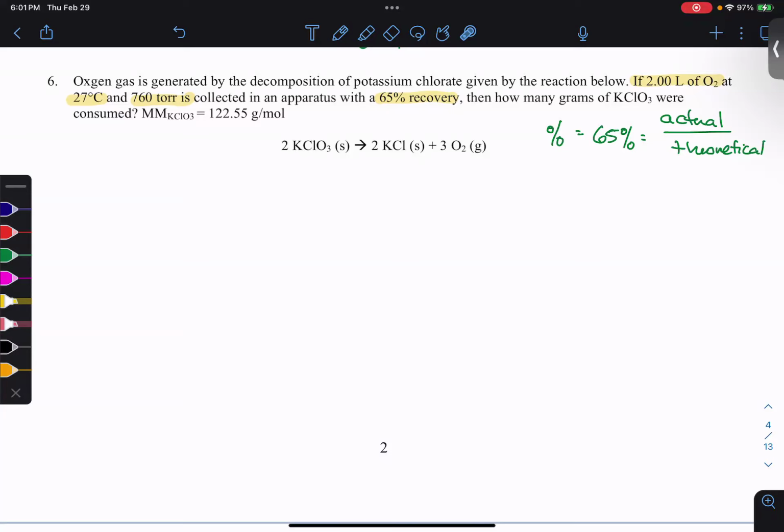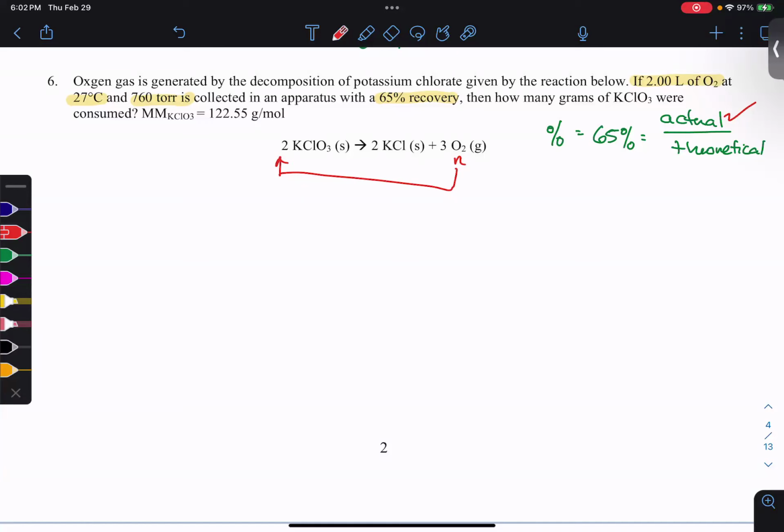So now our goal is, okay, let's measure how much gas we collect, and use the percent recovery to figure out what I needed to start with to generate that with a 65% recovery. So all this information gives us actual. All right. So there's a couple ways you can do it. One way is to calculate how many moles of oxygen gas you generated, figure out how many moles of oxygen gas you should have generated, and then use stoichiometry to relate to the reactant.